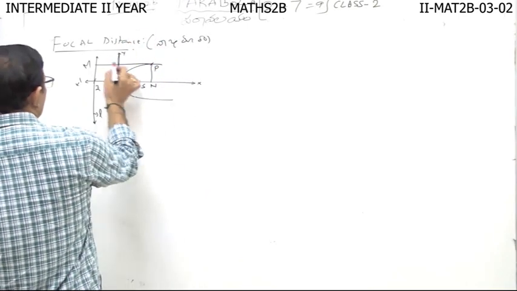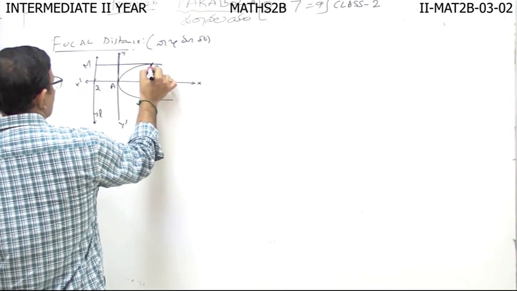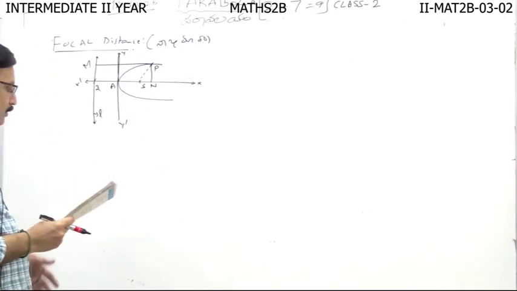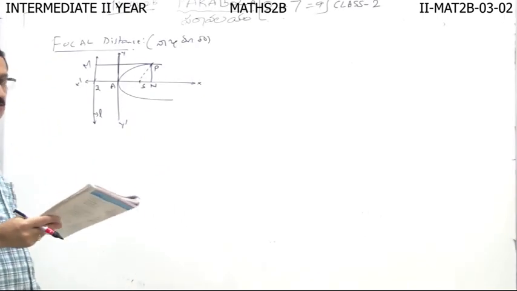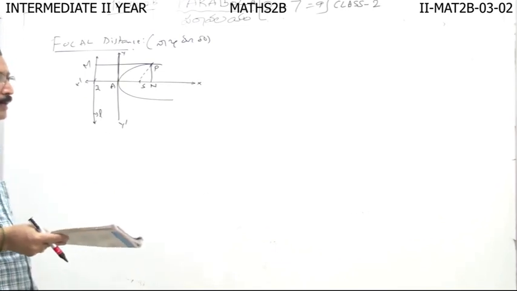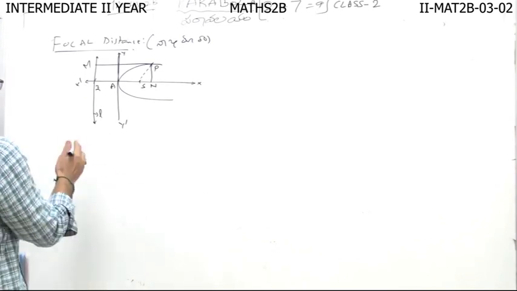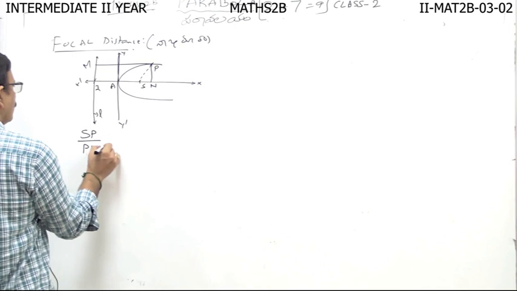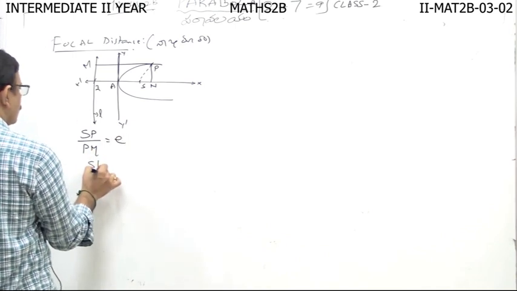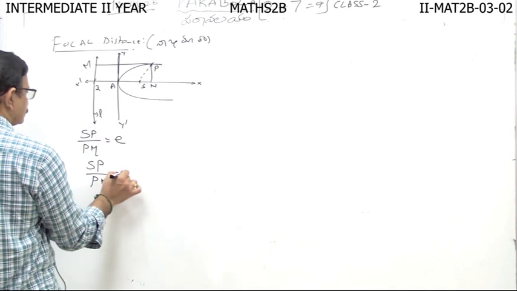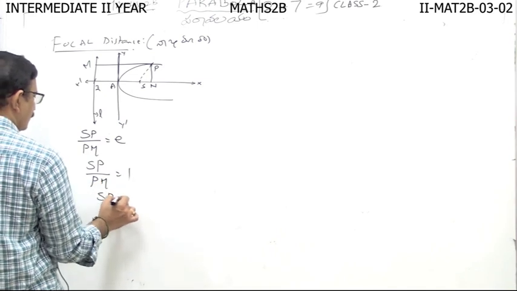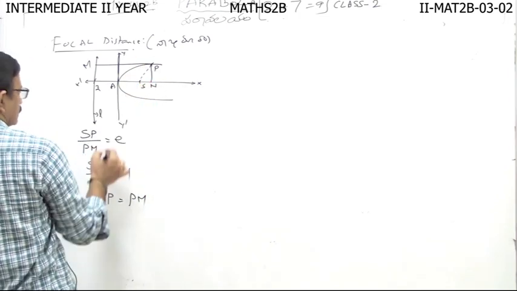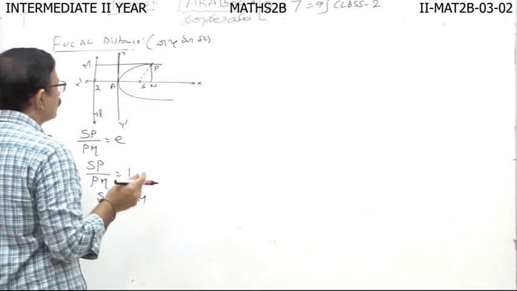Now you join these 2 points S and P. So finally what we have to find here is the length of SP. That is called the focal distance. How do you define this? You know this definition, isn't it? SP by PM is equal to e. But for a parabola, the value of e is equal to 1. Therefore, SP is equal to PM. Isn't this what we have already learned? So the length of SP is equal to PM.